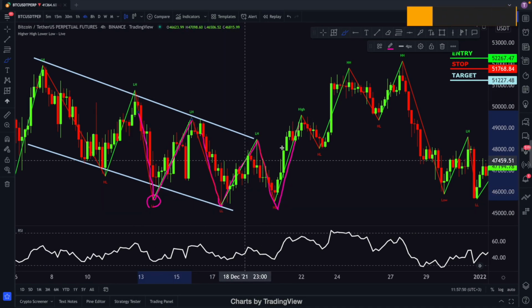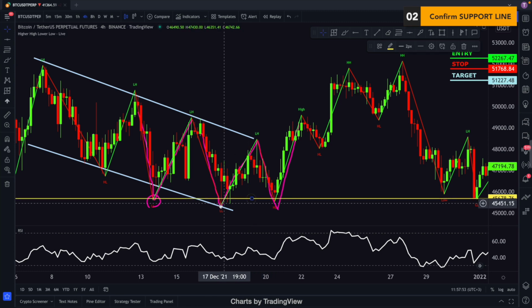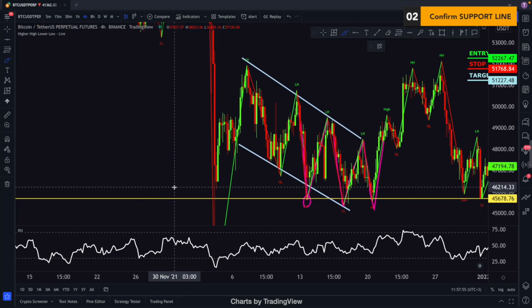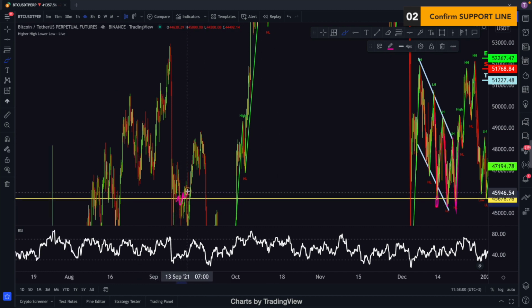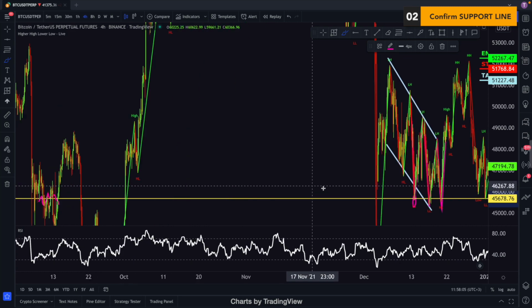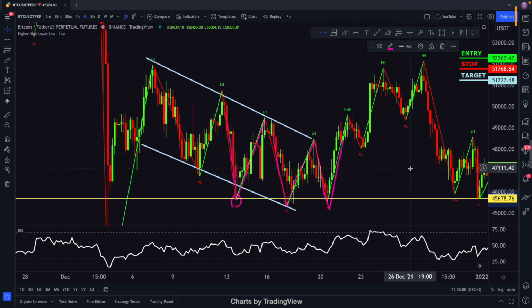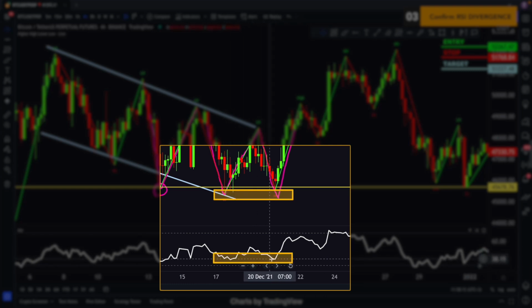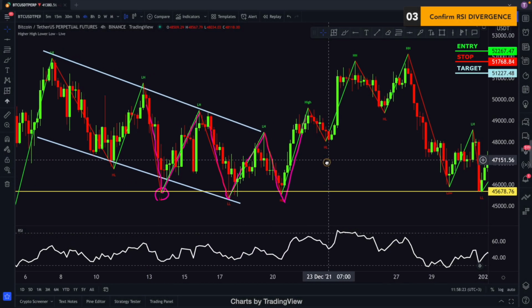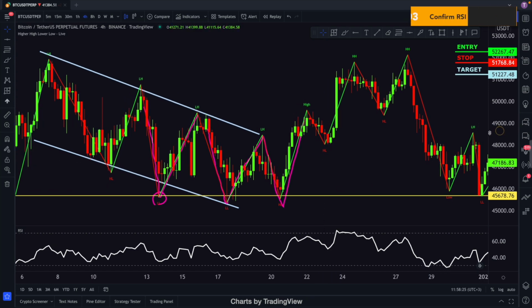Step 2. Support line. The support line was tested a couple of times, and price struggled around this price level. But those tests were not extremely clear. There was so much noise. Step 3. There was no RSI divergence in this one. Both bottoms were the same and RSI was flat. Even if this was an optional step, I had to be more careful about RSI divergence.